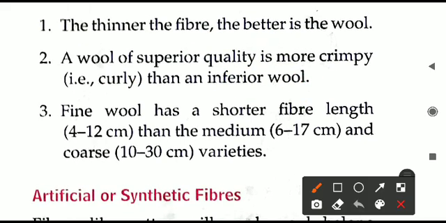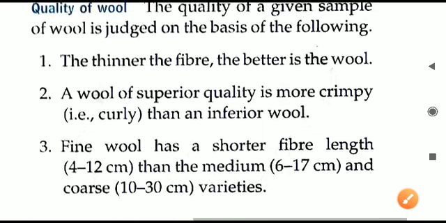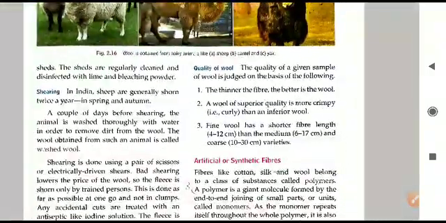The third and last point: fine wool has shorter fiber length. Long fibers are not there. Average fiber length is 4 to 12 centimeters. The medium quality wool has a medium length of 6 to 17 centimeters, and the coarse variety, meaning the lower grade variety, has a fiber length of 10 to 30 centimeters. So these different varieties of wool are there, and according to them the fiber length differs in the different types of wool.